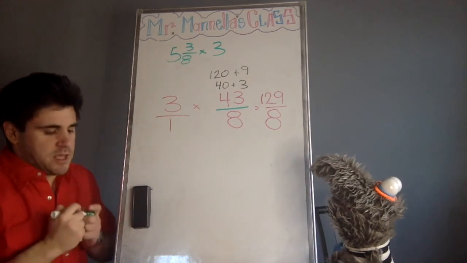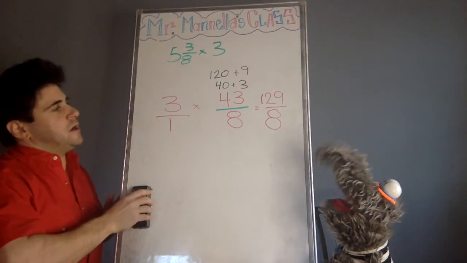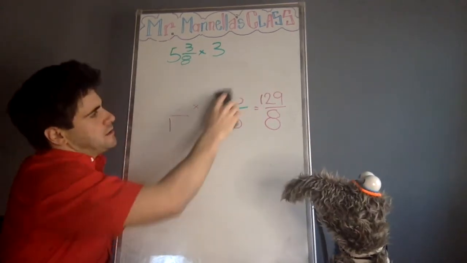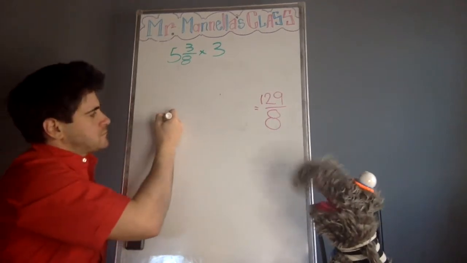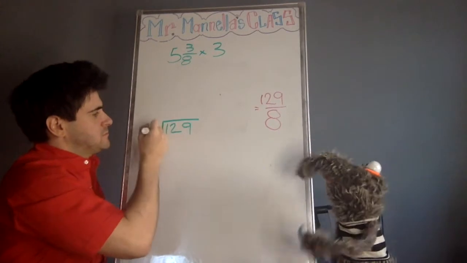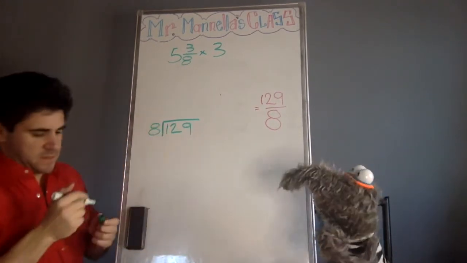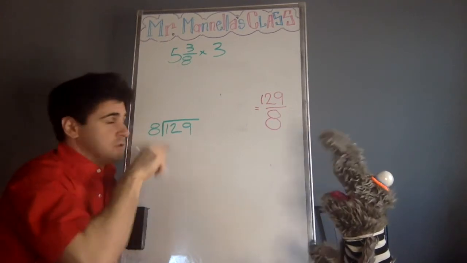Okay. So now, I'm going to leave that up there because we're going to look at a different way to solve it right after we solve it this way. Now I've got 129 divided by 8. Remember, we have to do our division, because we've got to turn this back into a mixed number. Exactly. You improper fraction, you! No manners! Well, 8 can go into 12. It doesn't go into 1, but it does go into 12, but only one time.